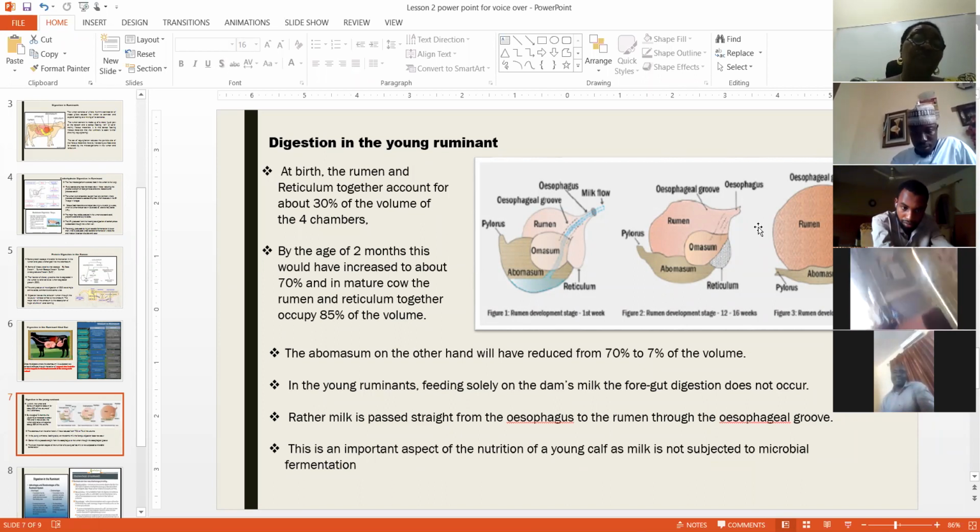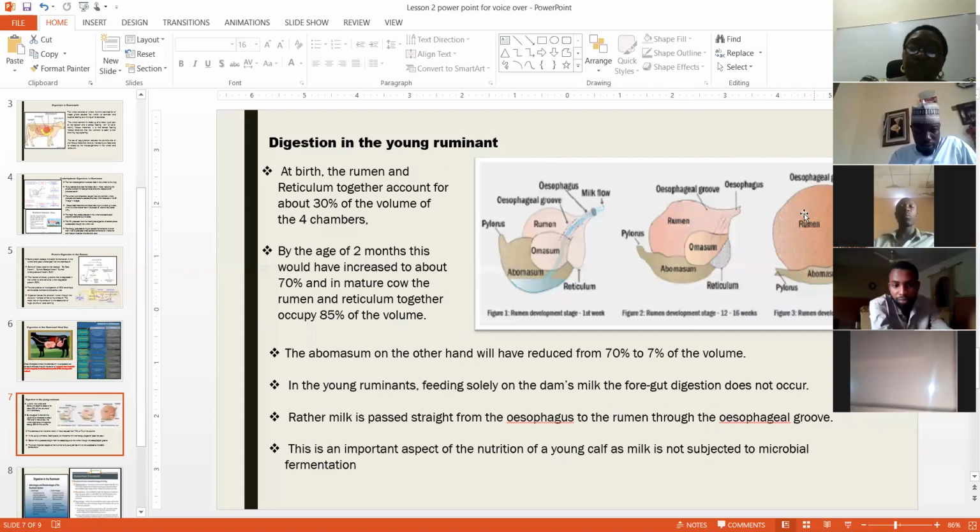But as the animal begins to grow and begins to eat a lot more fibrous materials, what you notice is that there is a change in the system of digestion, and the rumen now begins to enlarge. You can see it in this diagram being small, and what you can see large here is the abomasum. But as the animal begins to grow, you can see the rumen taking up a larger space and the abomasum becoming smaller. At adulthood, the rumen becomes 85% of the volume of the stomach of the ruminant.